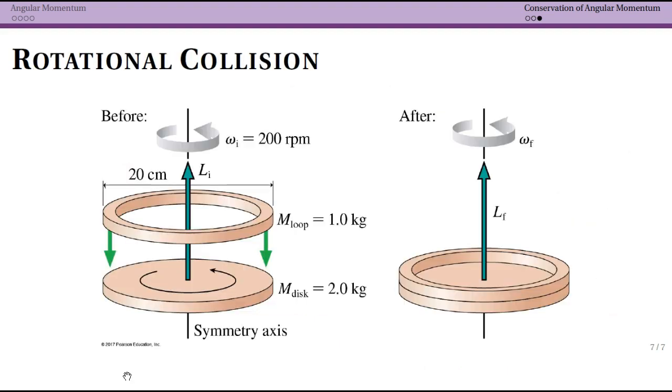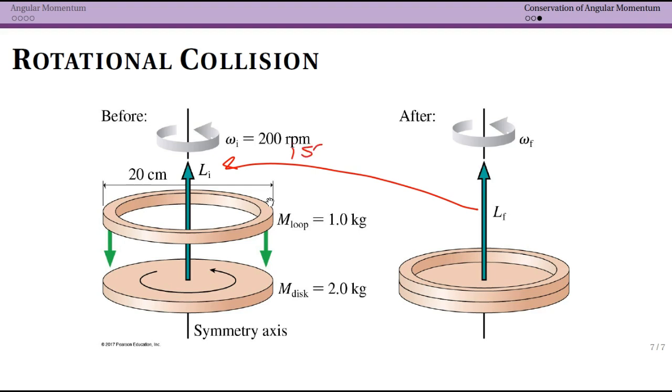One last example is the rotational equivalent of a collision. Initially you have a disk that's spinning at some rate, here 200 RPM, and we're dropping a loop onto it. The loop is initially not spinning. At the end, they're spinning together. Now let's think about what's going on. We would say that this is an isolated system as long as you include all of this in your system. And so your final angular momentum must equal your initial angular momentum, right?